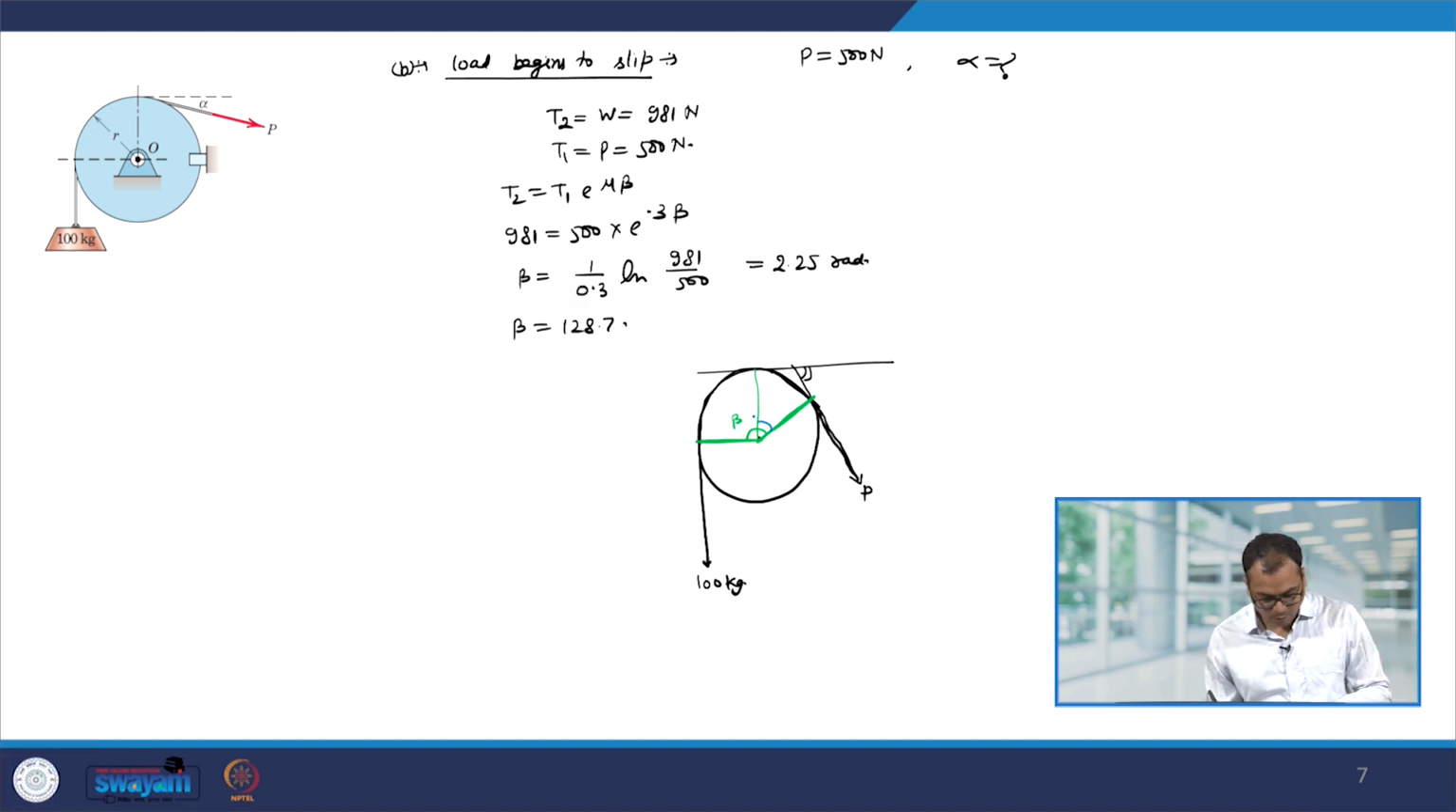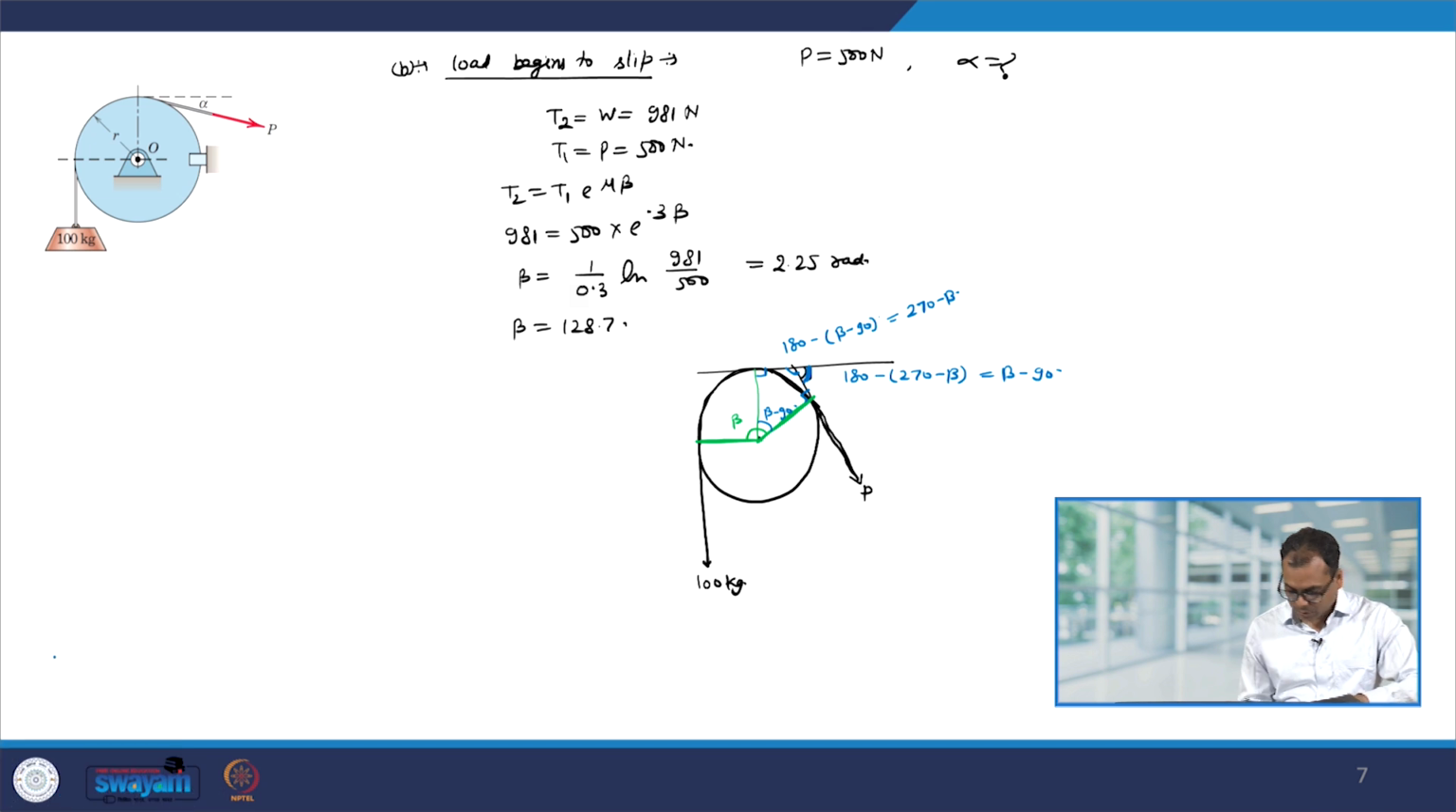Therefore, this angle will be beta minus 90 degree, and since this angle and this angle are 90 degree, therefore, this angle will be 180 minus beta minus 90 degree, which will be 270 minus beta. Therefore, this angle over here will be 180 minus 270 minus beta equal to beta minus 90 degree, and this is the angle that we want to find out. So, therefore, angle alpha will be beta minus 90 degree, and therefore, it will be 38.7 degree.